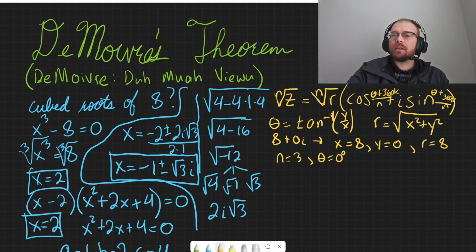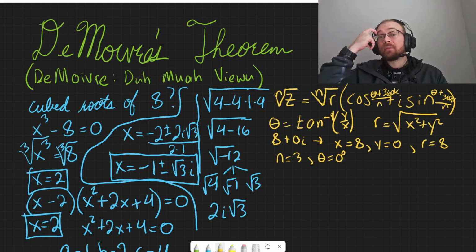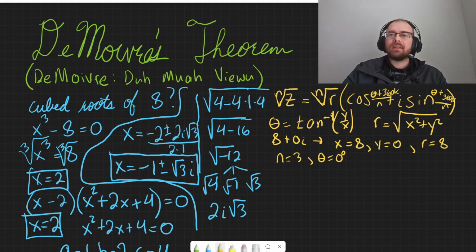Theta is 0 degrees because the point 8, 0 would be on the positive x-axis, at 0 degrees above or below the x-axis. Okie dokie. And then k is just anything you want it to be. Typically what you want to do with k is start at 0 and then count up to however many n's there are. So if n is 3, then I want 3 k values: 0, 1, and 2. There's 3 different k values. That'll cover all of the unique cubed roots of 8.